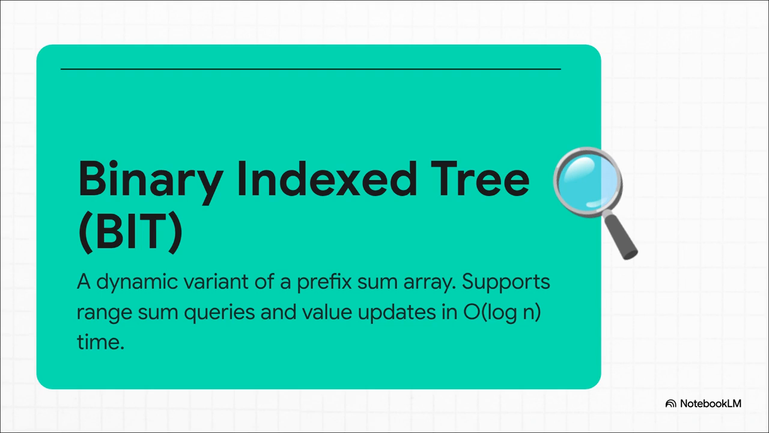So, let me introduce you to the binary index tree, or Fenwick tree as you'll often hear it called. The best way to think about it is like a supercharged, dynamic version of a prefix sum array. It uses this really clever internal structure based on binary numbers that allows both updates and queries to happen incredibly fast.